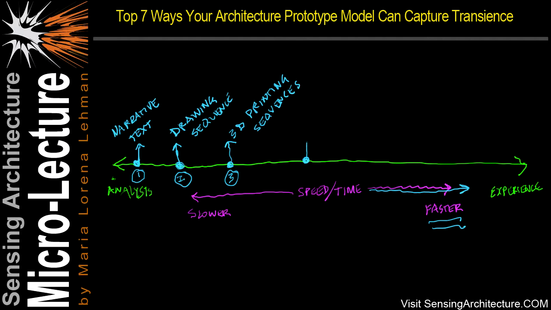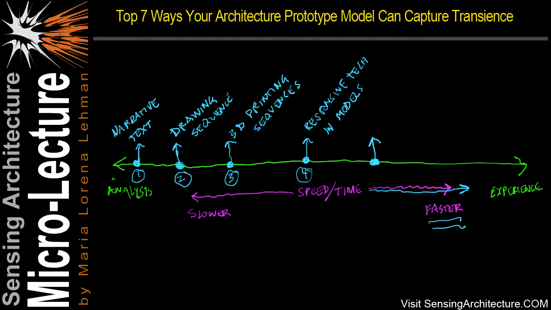right. And this leads us to our fourth way to model or prototype architectural transience or change. And this is by actually using responsive technologies that are embedded in physical models. And this can include technologies like an Arduino kit, for instance, which includes sensors, actuators, and some coding or programming that can make your physical architectural models come to life from a sensorial standpoint.